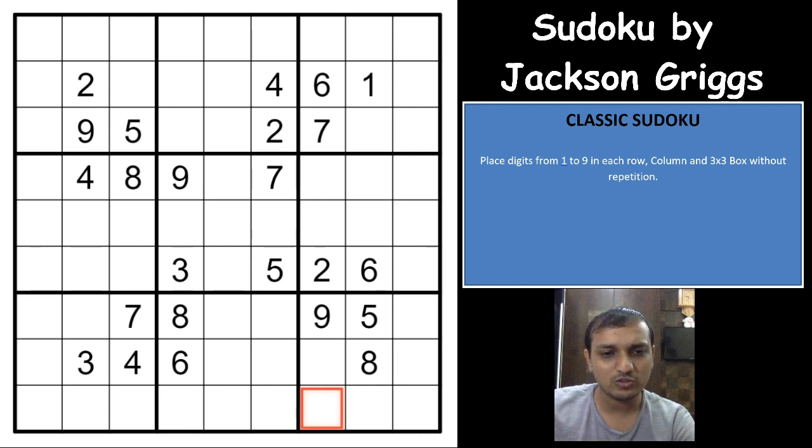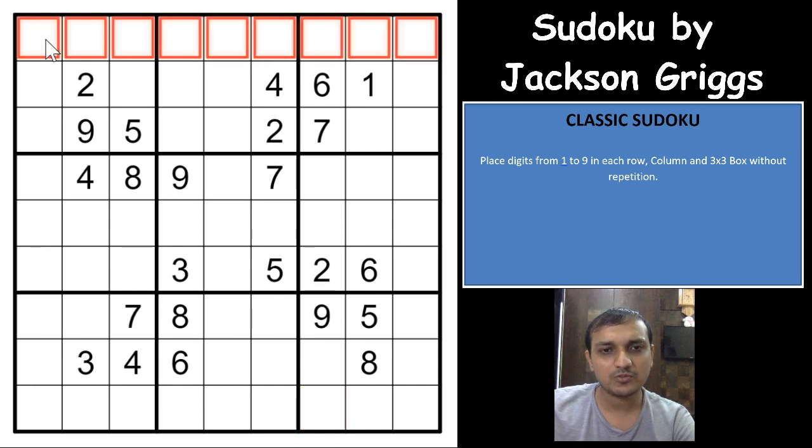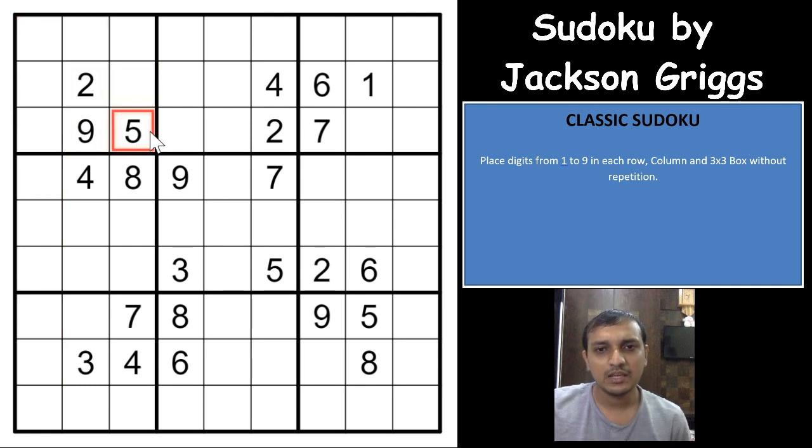And now coming on to this Sudoku. So as usual, classic Sudoku rules apply. You have to place digits from 1 to 9 in each row, column and 3 by 3 box without repetition. And with that we'll start solving this Sudoku. So I'll try to solve the basic things faster here.